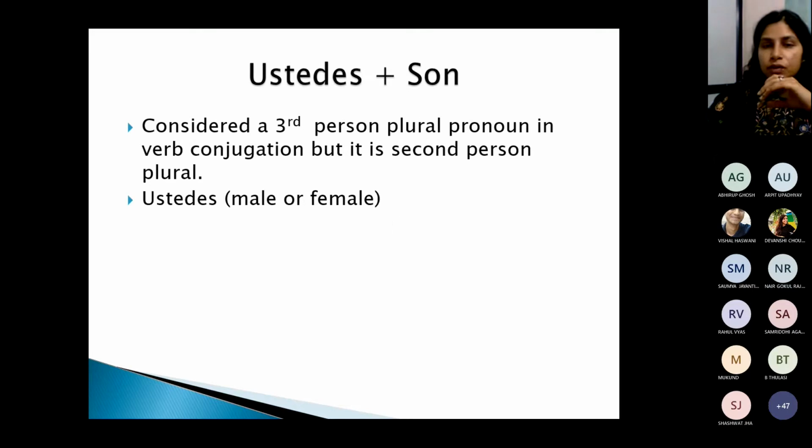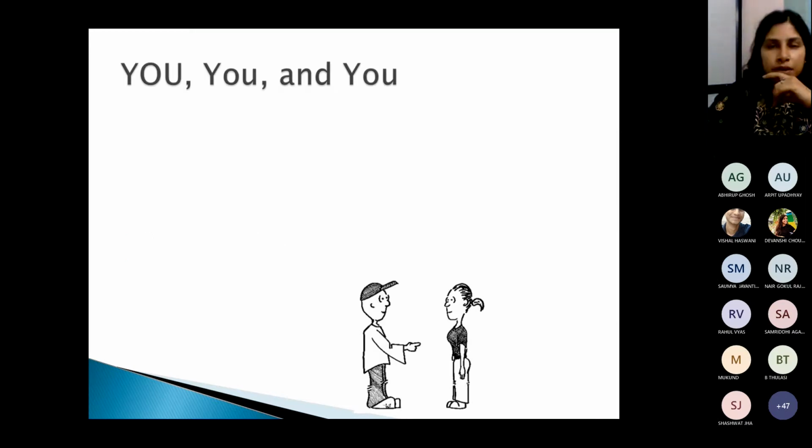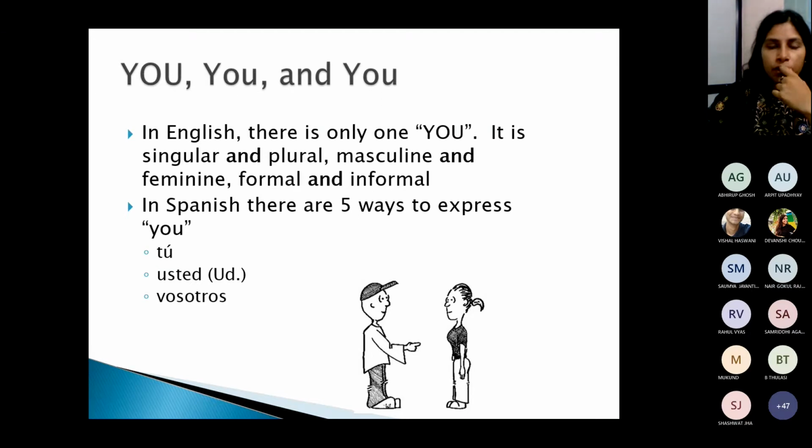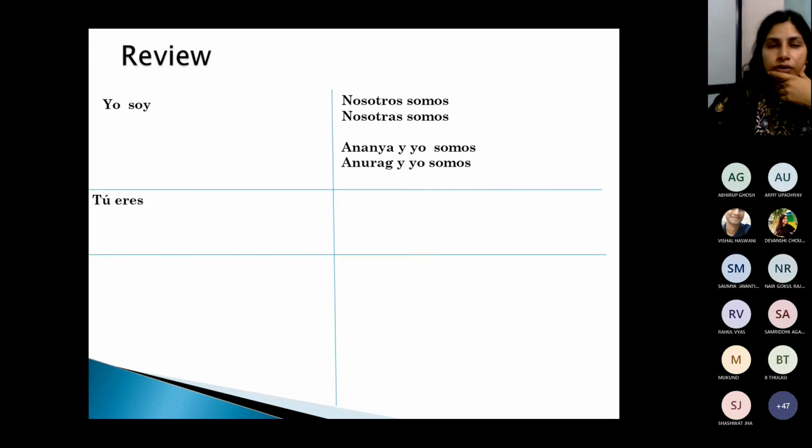Ustedes son, same thing. We will use the third person plural conjugation. Ustedes son peruanos, ustedes son María y José. So, coming to the revision. Yo soy, nosotros somos, or nosotras somos, or I just break it, Ananya y yo somos, no? Breaking the nosotros and dividing individually the name. Or Anurag y yo somos, tú eres, vosotros sois, vosotras sois, and then naming the person, Anurag y tú sois, Ananya y tú sois.